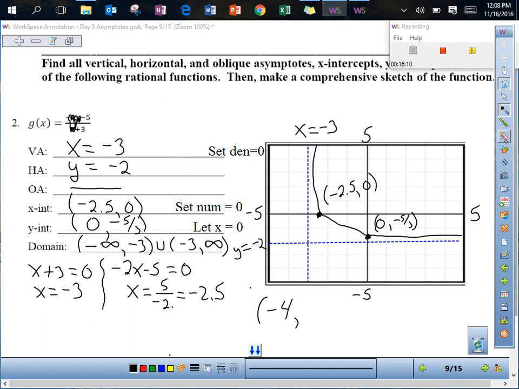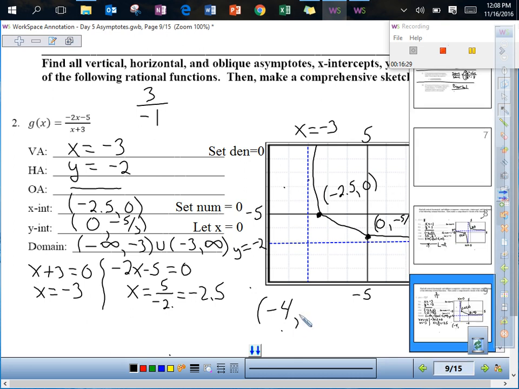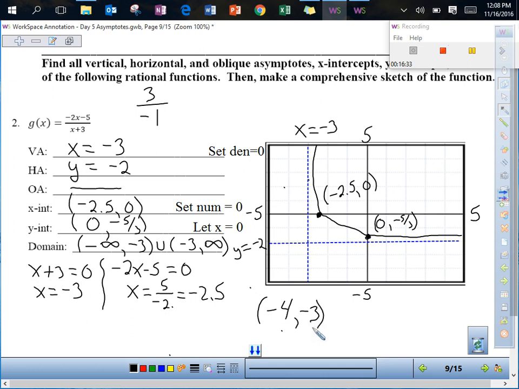We need to plug -4 back into the original equation and see where that point is. So I'm going to go -2 times -4 is 8. 8 minus 5 is 3. -4 plus 3 is -1. So I'm going to get a point at -4, -3. That's really important. -4, -3 tells me I have a dot right there to draw my rest of my graph in. Close to here, through that point, get close to there. And there's the label for -4, -3.